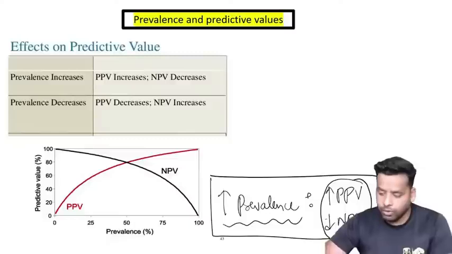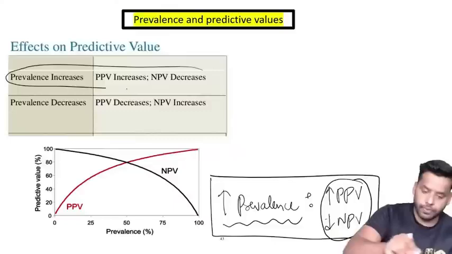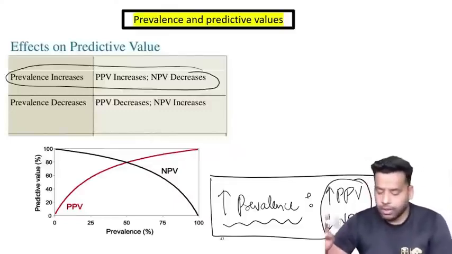Now tell me true or false. Listen. Predictive values will depend on prevalence of disease. True or false?